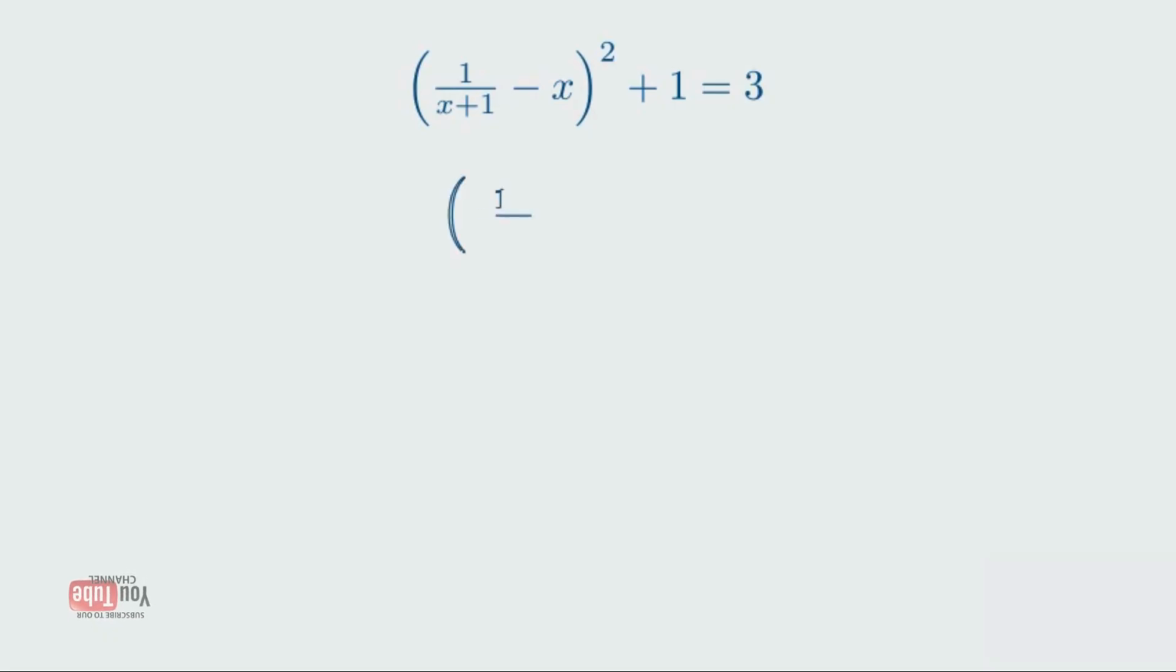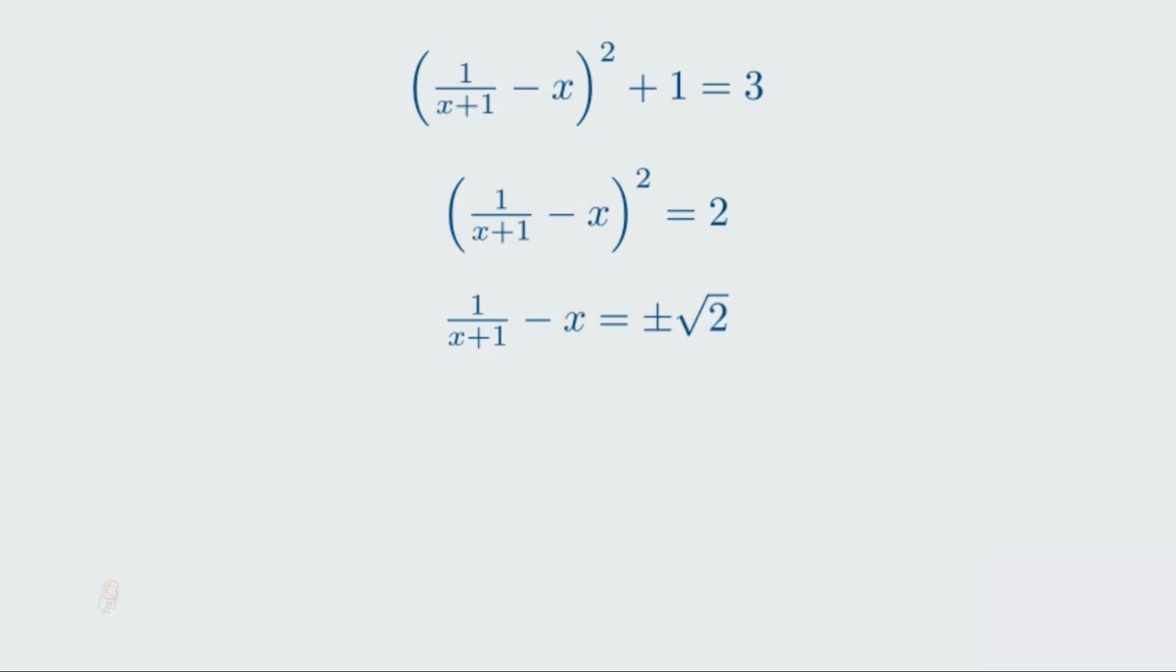Subtracting 1 from both sides gives us the square of the quantity 1 over x plus 1 minus x equals 2. This is an equation of the form z squared equals 2. Taking the square root of both sides, we get two possibilities. 1 over x plus 1 minus x equals the square root of 2, or 1 over x plus 1 minus x equals the negative square root of 2.